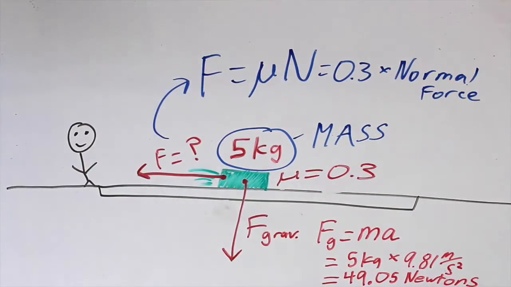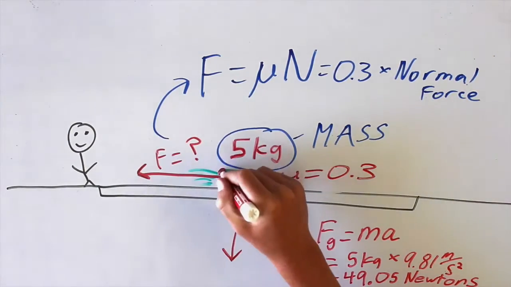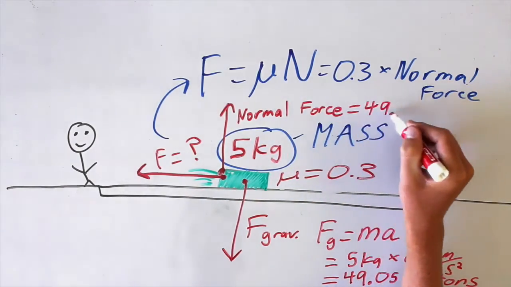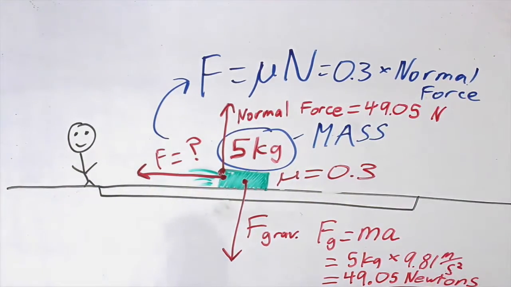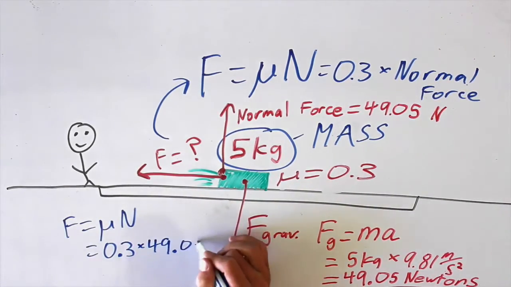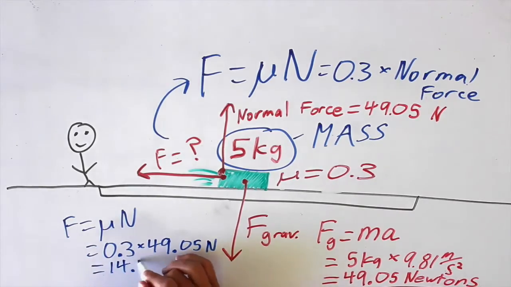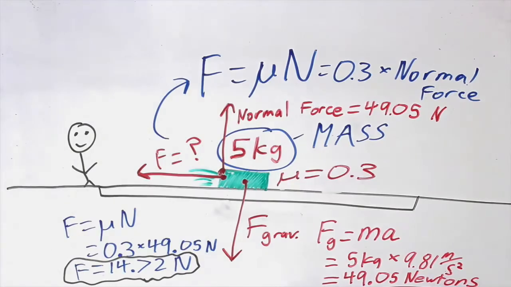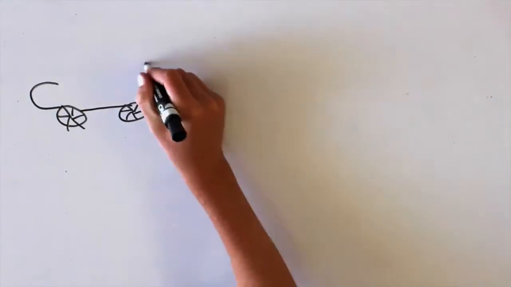Because that is the force gravity pushes the block down, it is also the force the ice pushes up on the block, or the normal force. So we can plug that normal force and coefficient of friction into the equation, F equals mu N, and get 0.3 times 49.05 newtons equals 14.72 newtons. So that is the force of friction working against the block's movement on ice.